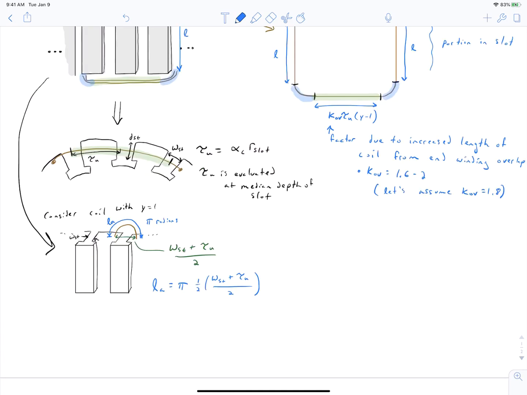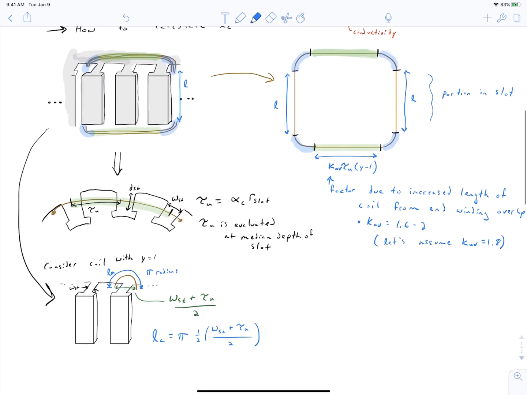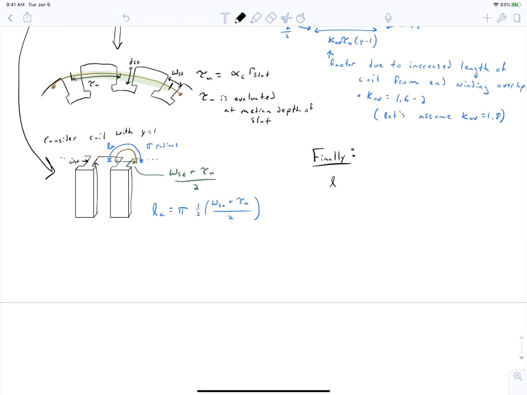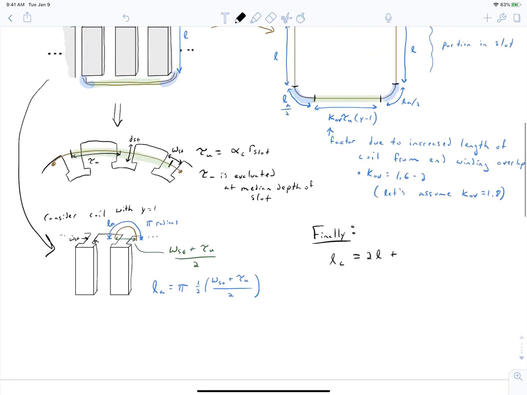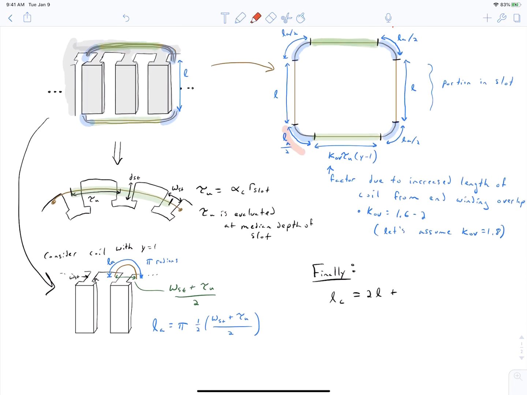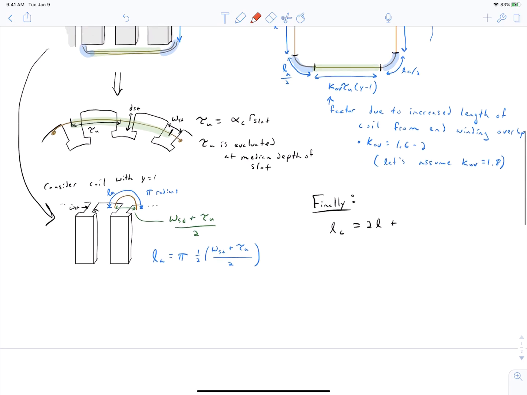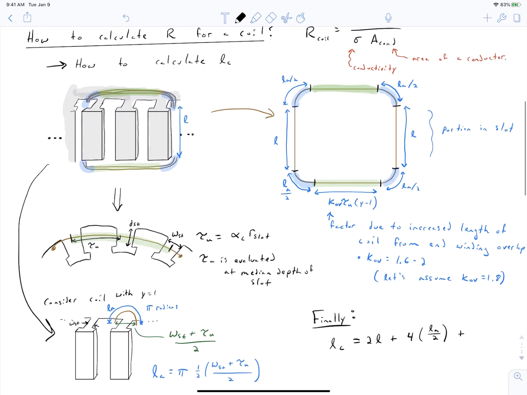We can take this LA value and go back up to our diagram over here, and we can note that these lengths right here are LA divided by 2. And we're now in a position to calculate our total coil length. The length of our coil is going to be 2 times our active length, plus 4 times LA by 2, since we have 4 regions that have length LA by 2 within our coil. And then we have 2 regions that have a length of KOV times tau u times y minus 1.